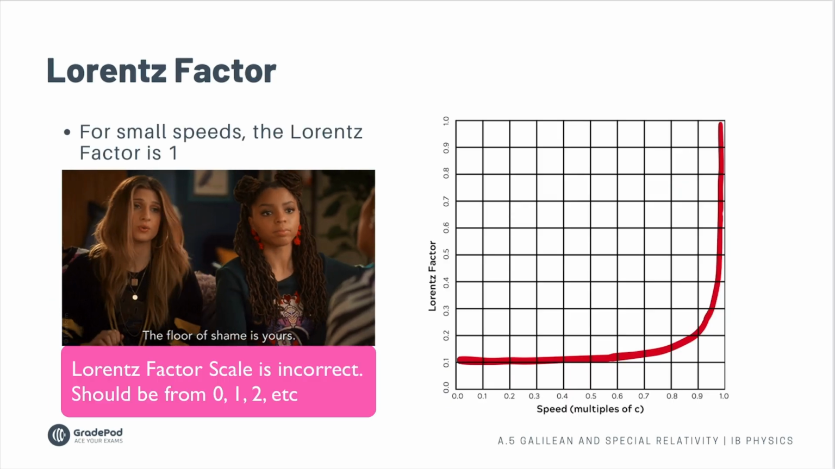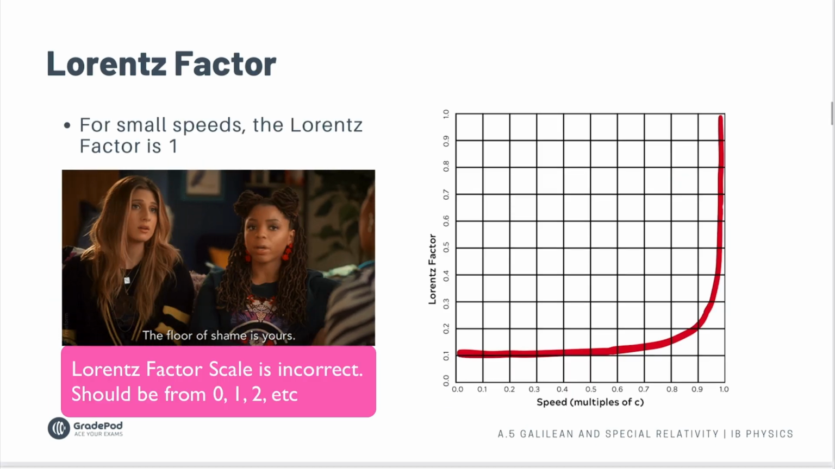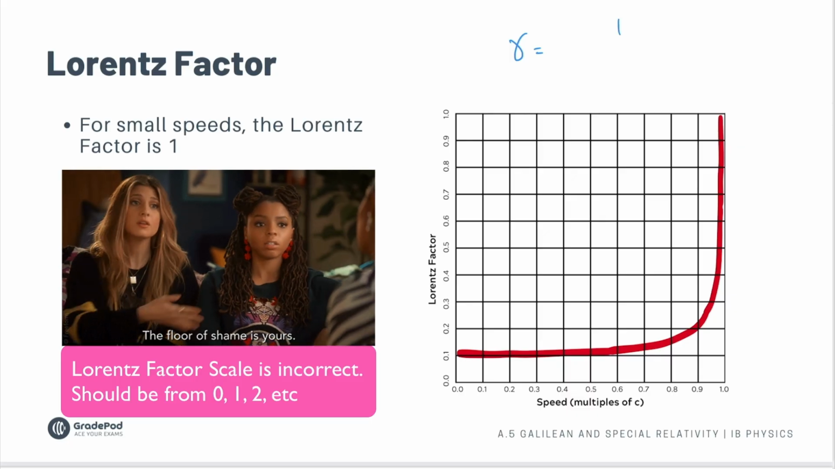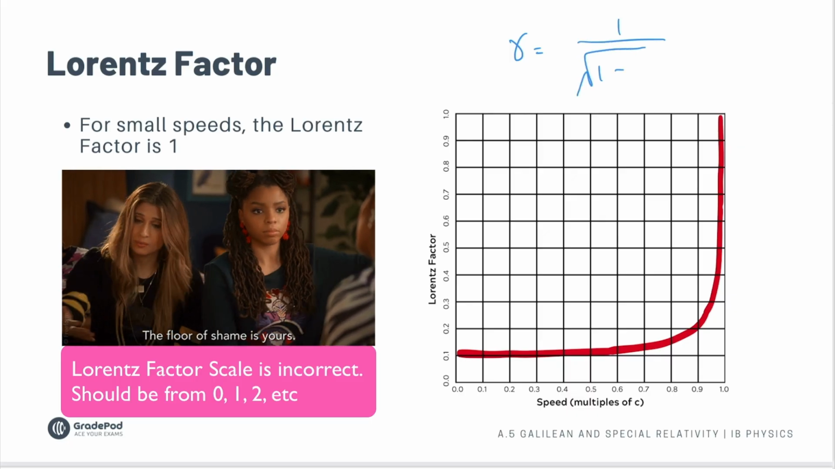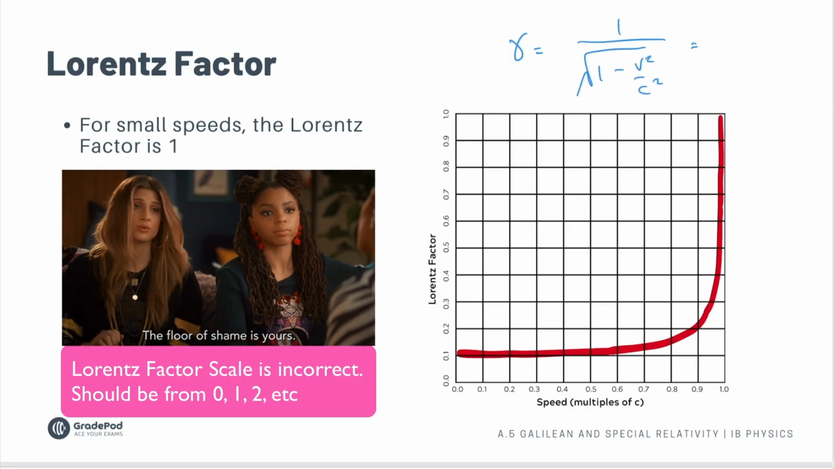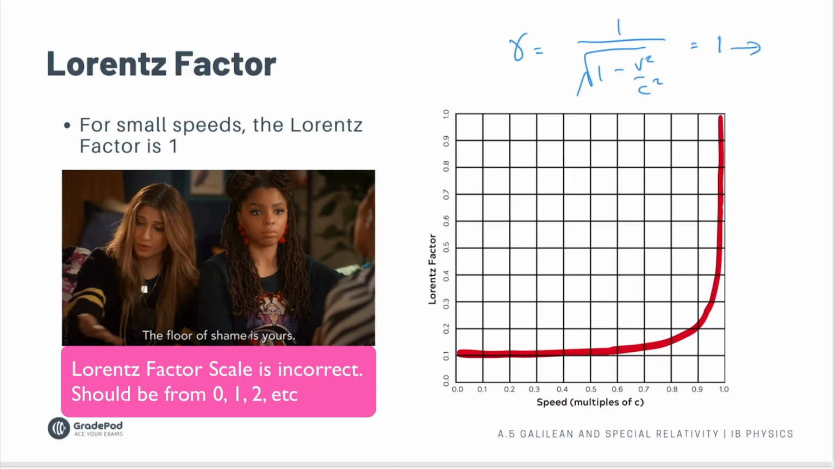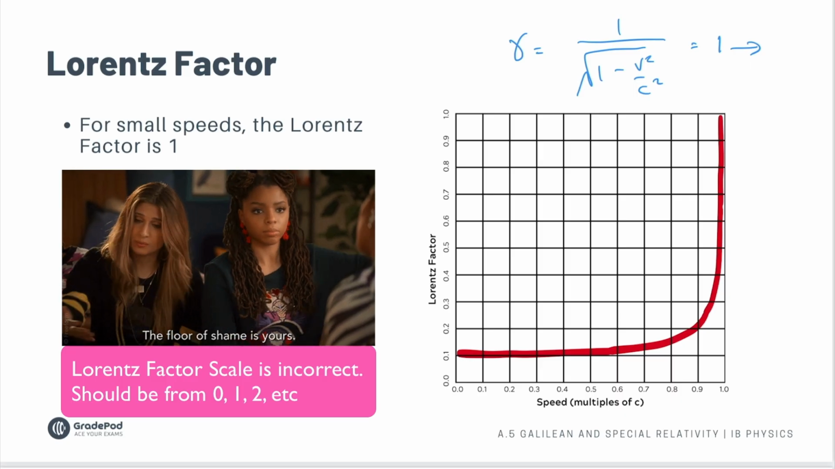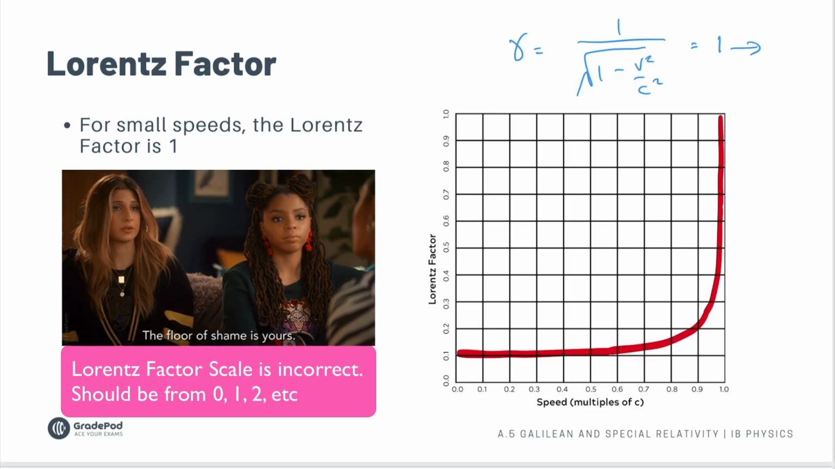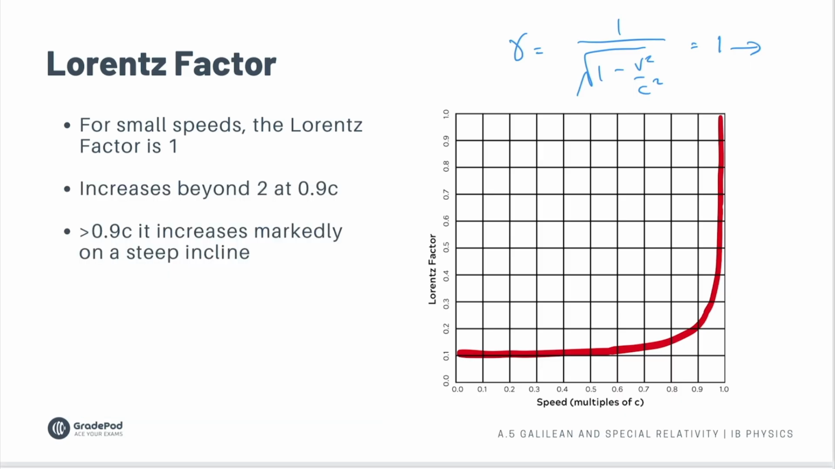Let's have a look at the Lorentz factor in a little bit more detail. It's just a number. The formula for it is 1 over the square root of 1 minus v squared over c squared. And it's going to give you a value of 1 and above. When the Lorentz factor is 1, the object is travelling at very slow speeds compared to the speed of light. Even all the way up to about 0.6 of the speed of light, the Lorentz factor doesn't really change very much. Which means up to those speeds, you could actually use Galilean transformations.